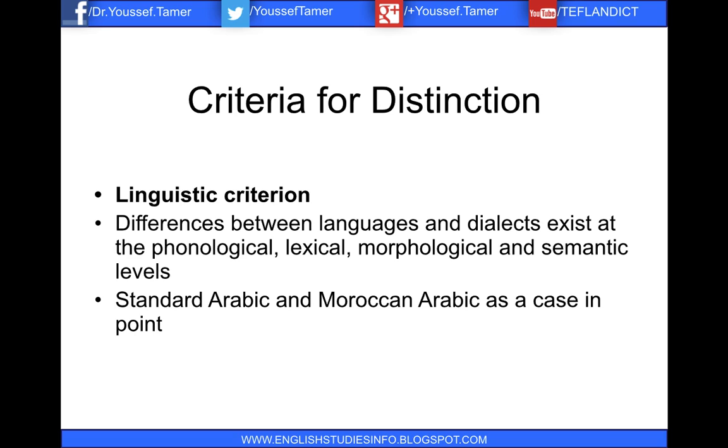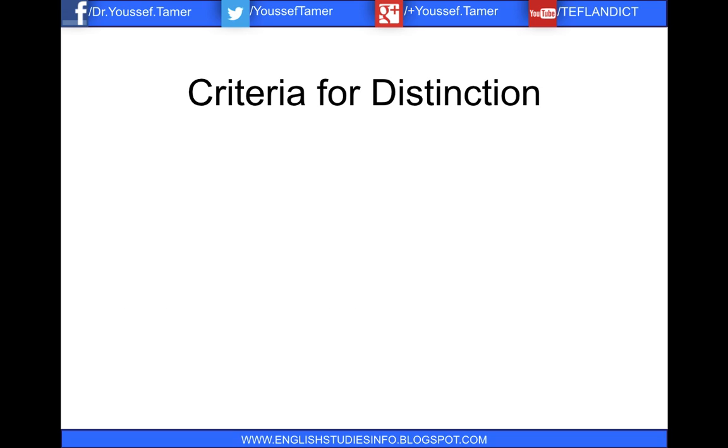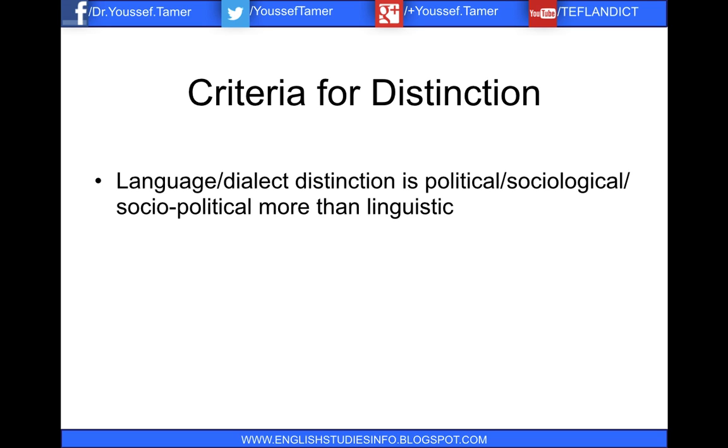But still, it's not the main criterion to use to distinguish between dialects and languages. Because as I said in the beginning, the main reason is sociological, political, socio-political, rather than linguistic or literary heritage or mutual intelligibility. That is it, okay? The language-dialect distinction is political, sociological, socio-political more than linguistic.